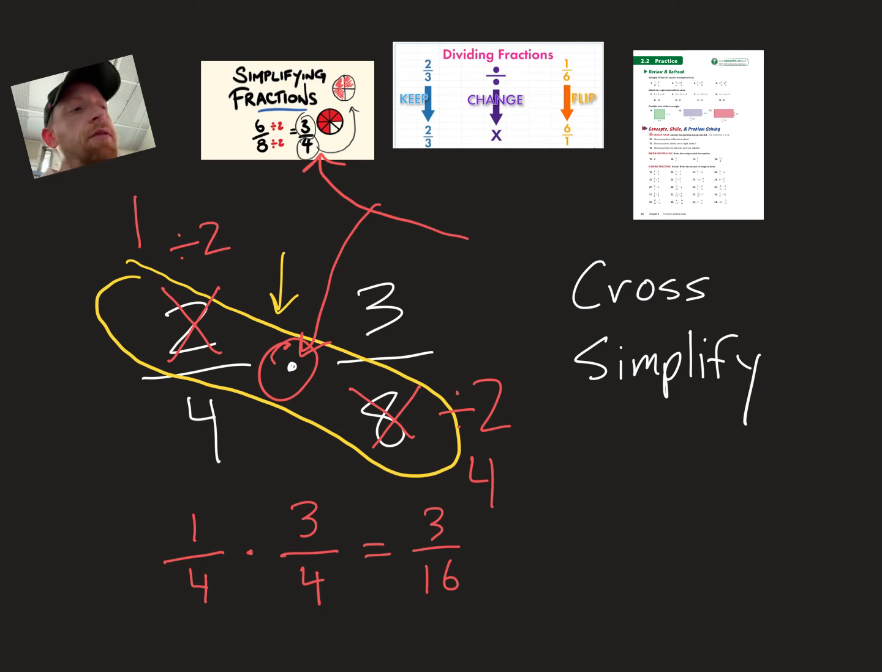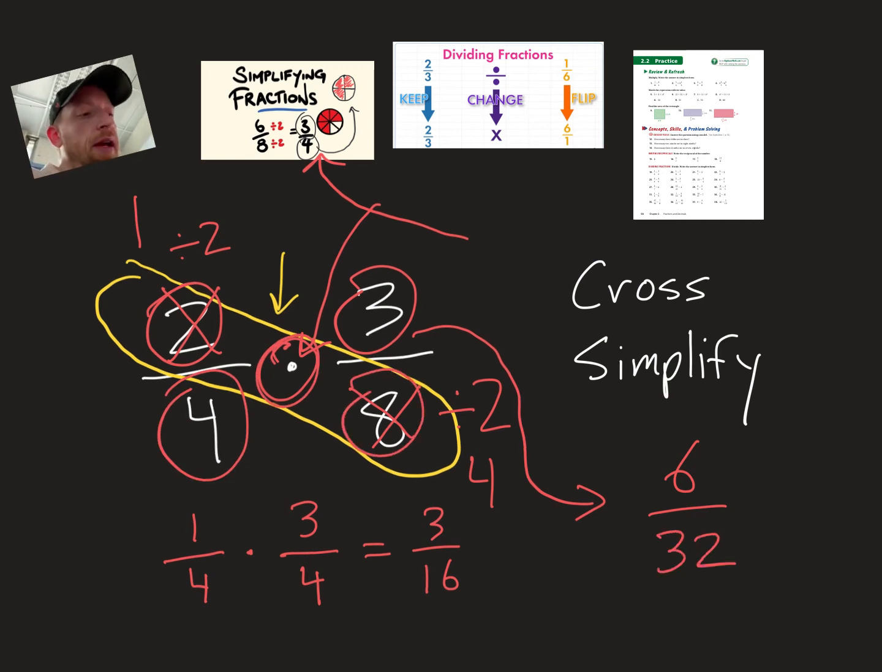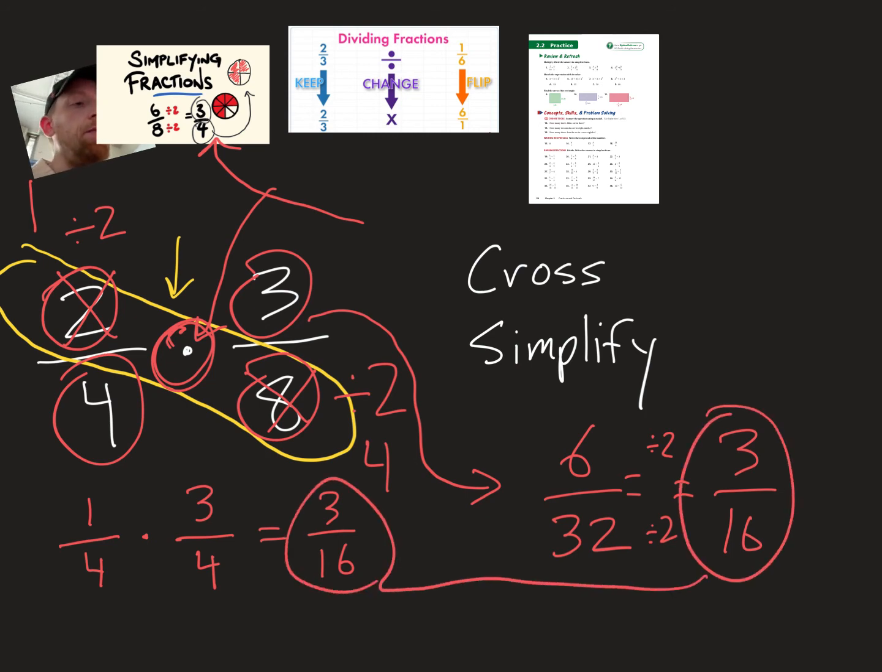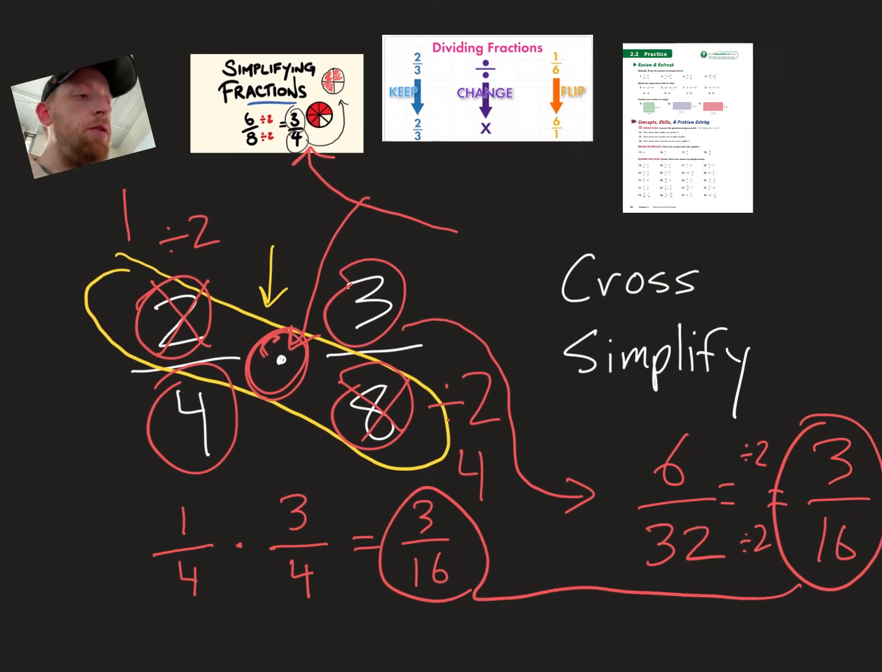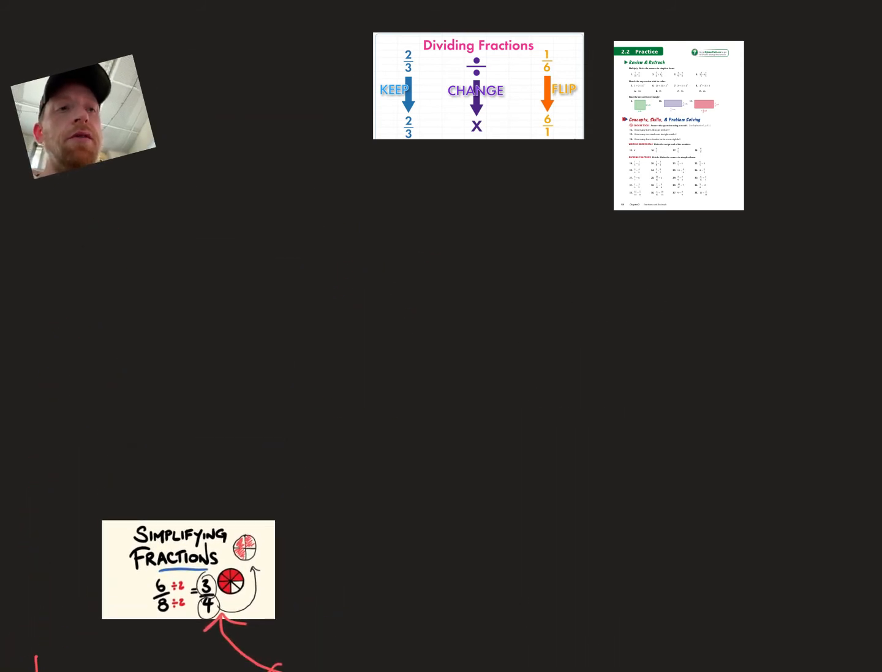So you can simplify before you do your operation, or you can simplify after, once you have your answer. Let's do that real quick. Let's pretend I didn't simplify, and it's just 2 times 3 over 4 times 8. If I wanted to simplify now, I could divide each of these by 2. And that would give me 3/16, which is the same as over here. So when you're simplifying, you can choose to do it before you operate or after you operate. All right, so that is simplifying fractions.